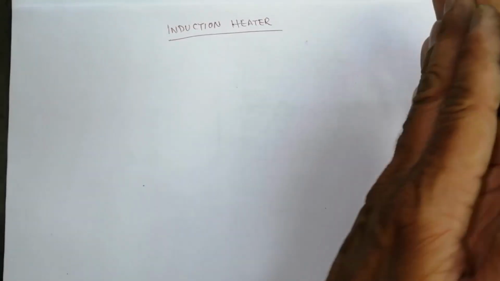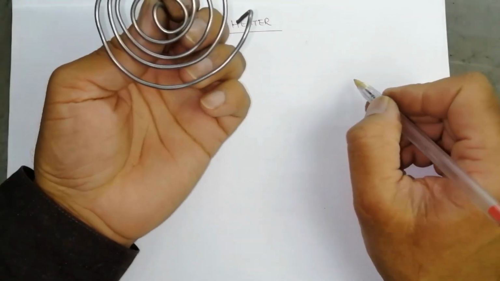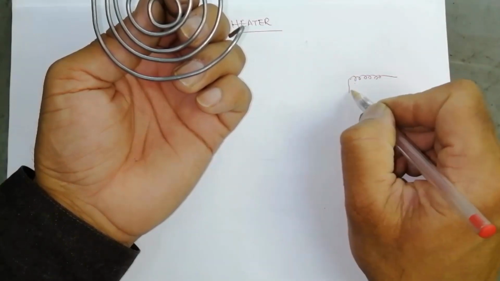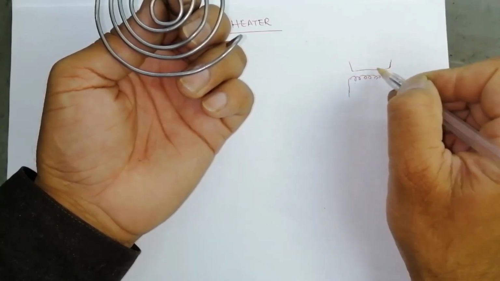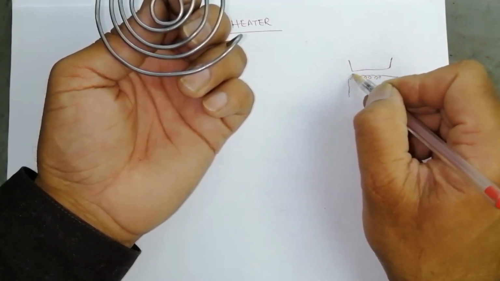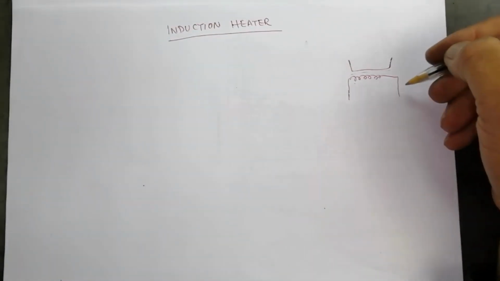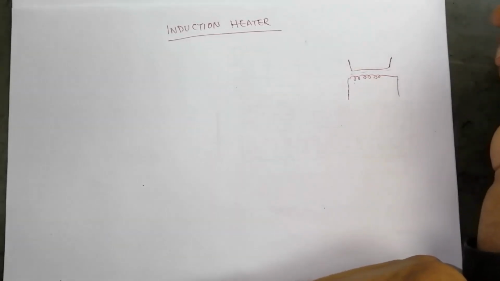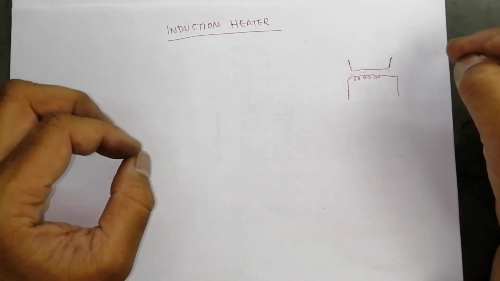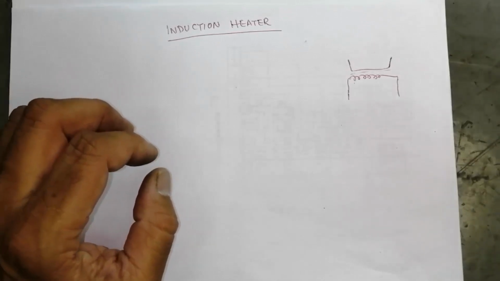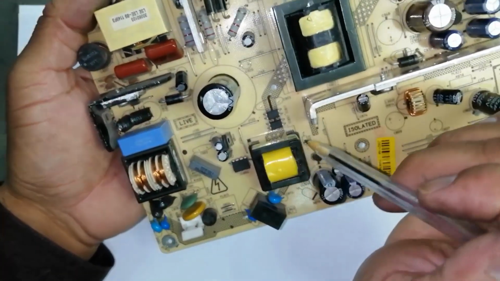This circuit we will start from end to back. So here I will put this coil, and here is our cooking pot. Like an SMPS, switch mode power supply, here we have slightly different technology. It works approximately the same as this power supply.